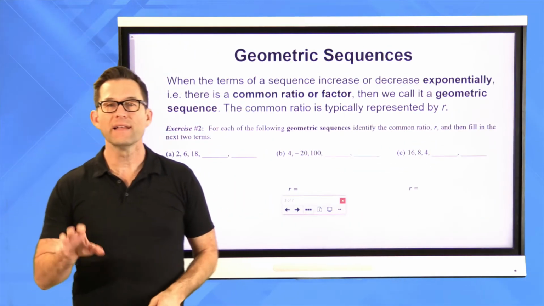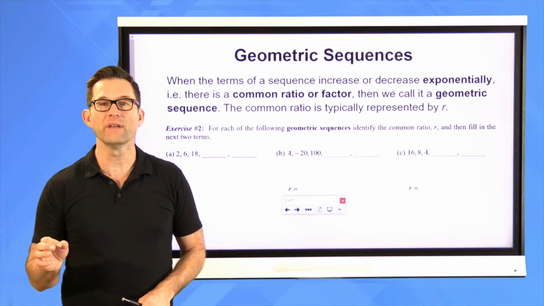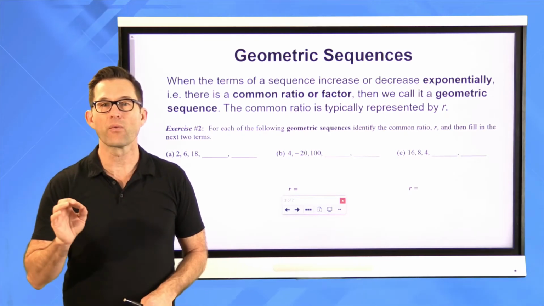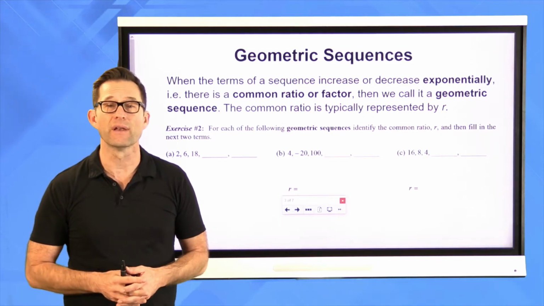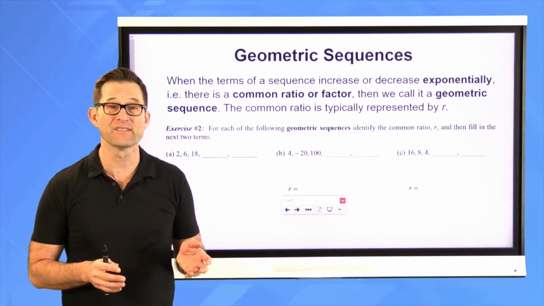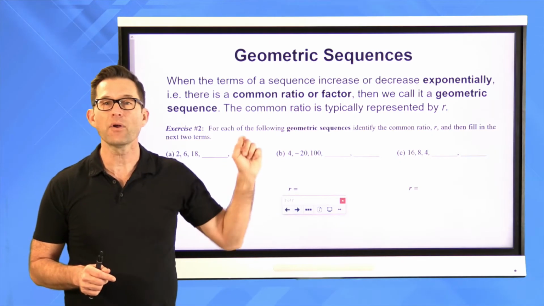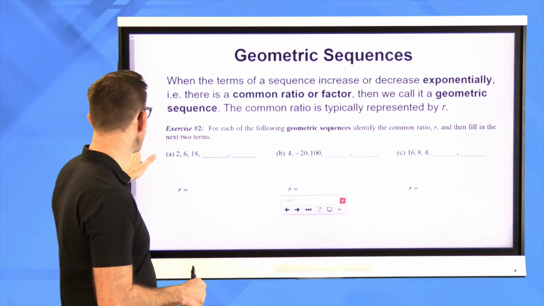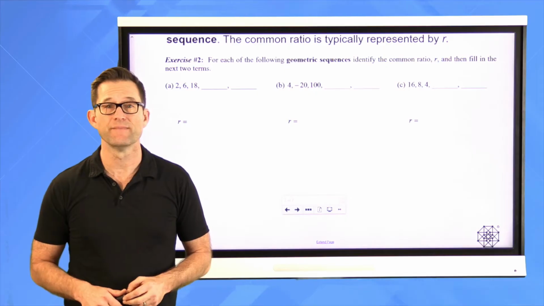Here we go. Let's now talk about what are known as geometric sequences. When the terms of a sequence increase or decrease exponentially, which is what we saw in the last lesson, there's a common ratio or factor. We call it a geometric sequence. So in the last lesson, we actually looked at a number of geometric sequences. We called them exponentially increasing and decreasing sequences, but they were actually all geometric sequences. The common ratio is typically represented by the letter R for ratio. Kind of makes sense. So let's take a look at exercise number 2 with some geometric sequences.